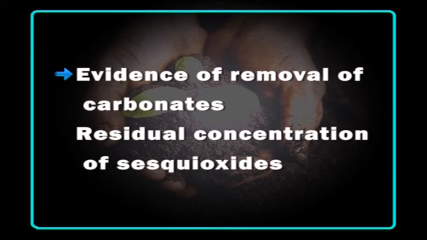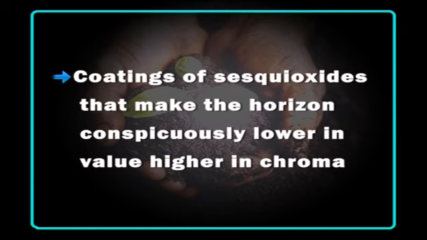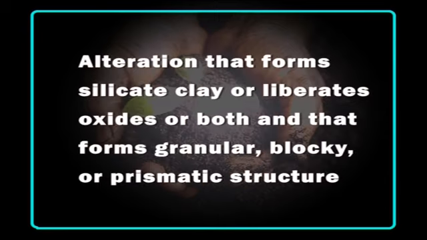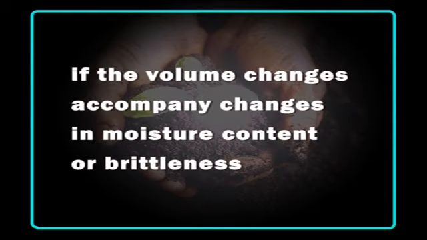Evidence of removal of carbonates, residual concentration of sesquioxides, coatings of sesquioxides that make the horizon conspicuously lower in value, higher in chroma or redder in hue than the overlying horizons without apparent elevation of iron. Alteration that forms silicate clay or liberates oxides or both and that forms granular, blocky or prismatic structure if the volume changes accompany changes in moisture content or brittleness.